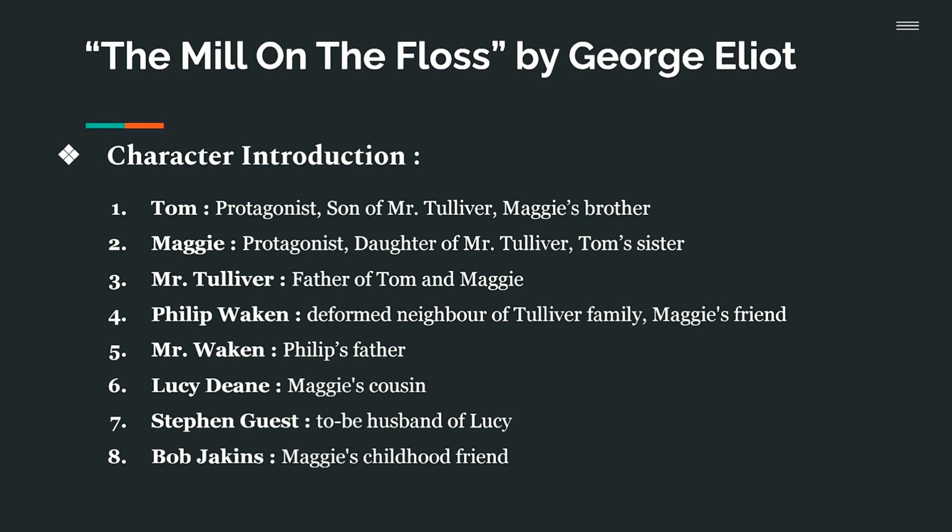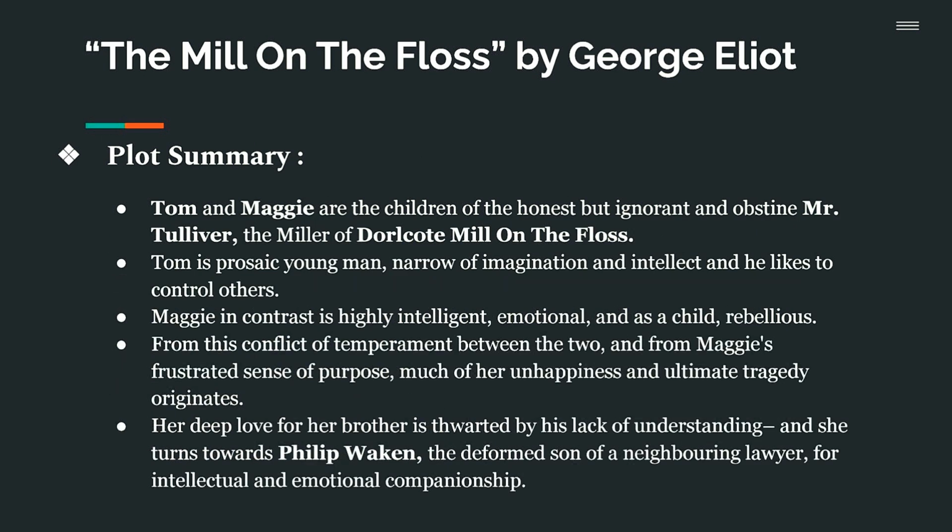So, Tom and Maggie, these two are the protagonists of the novel. They both are siblings, and Mr. Tulliver is the father of Tom and Maggie. And Philip Wacken is a deformed neighbor, and he is a friend or a companion to Maggie. Lucy Dean is Maggie's cousin, and Stephen Guest is to be husband of Lucy, and Bob Jackins is Maggie's childhood friend. So, with this brief introduction of the characters, now let us discuss the summary of the novel.